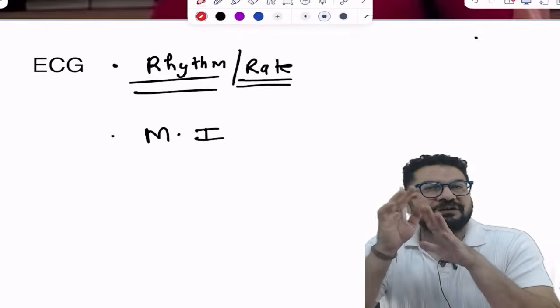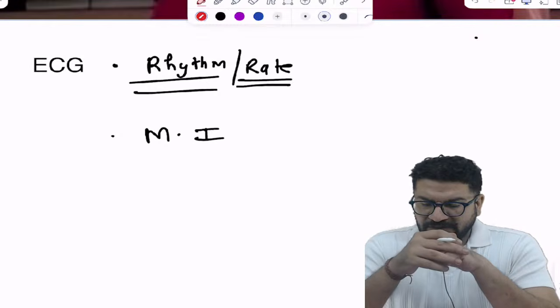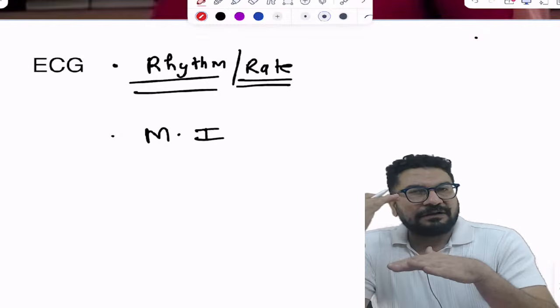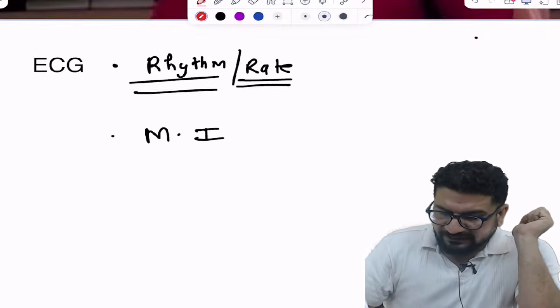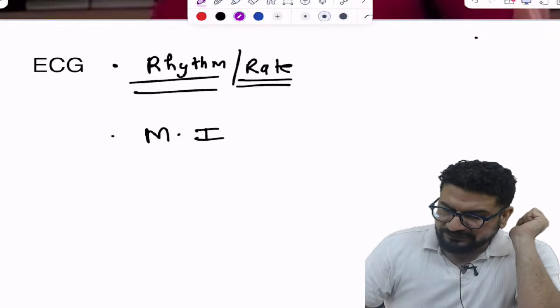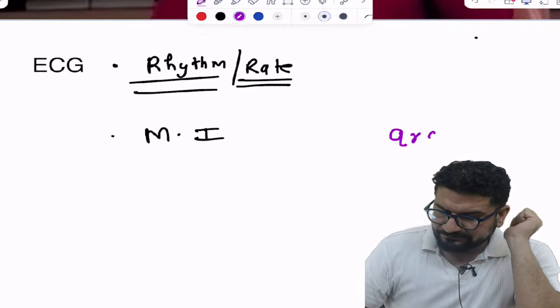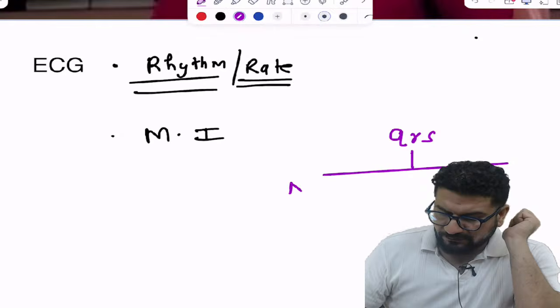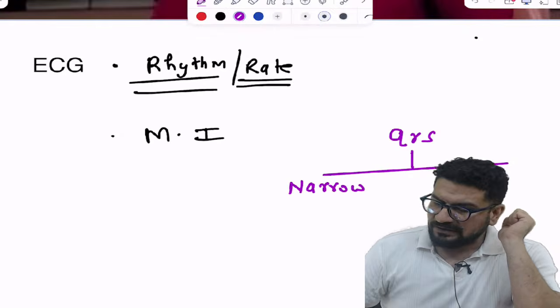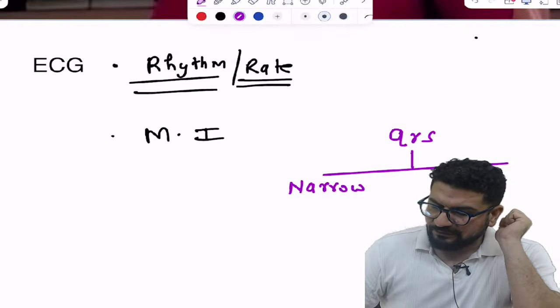Suppose when you see a question on rhythm or rate, what do we have to see? If it's a question where they are telling you palpitation, then mostly they are asking a question on tachyarrhythmias. In tachyarrhythmias, the first thing you have to see is QRS. When you see QRS, if it is narrow, narrow QRS is also called normal QRS, and this is your broad QRS.